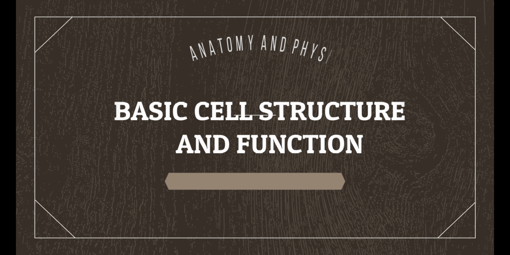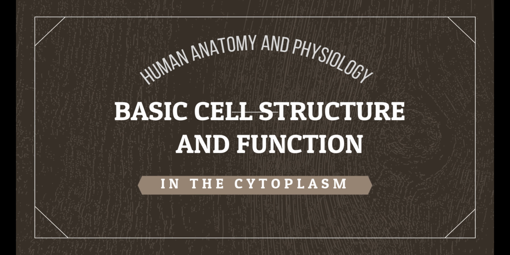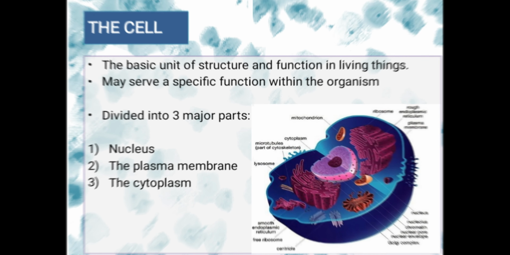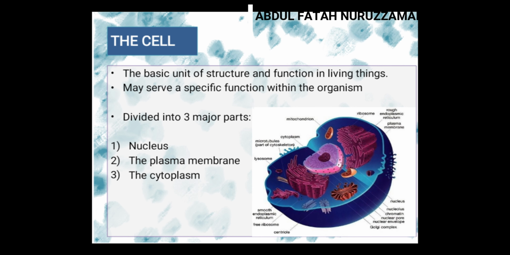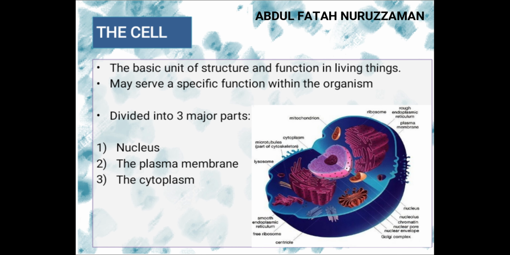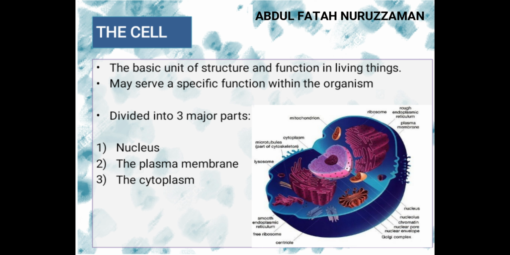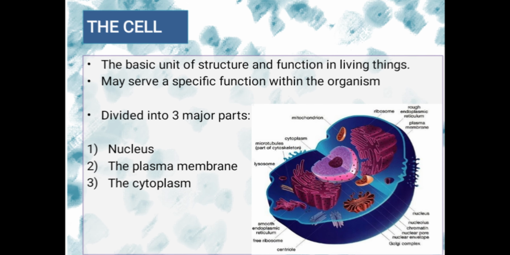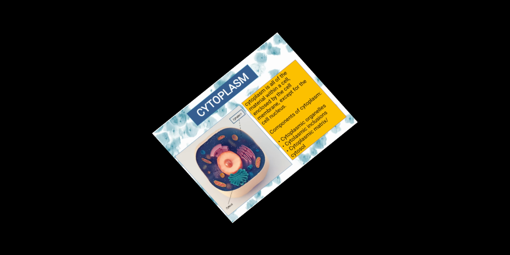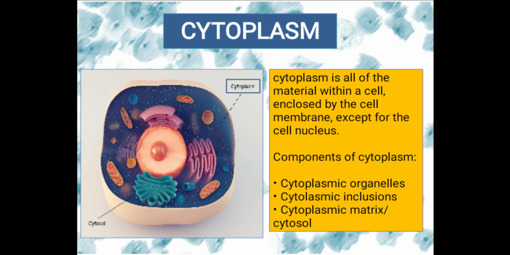Today, I am talking about the basic cell structure and function in human cells. The parts, which are the nucleus, plasma membrane, and cytoplasm, serve specific functions within the organism. The cytoplasm has cytoplasmic organelles, cytoplasmic inclusions, and cytosol, which is enclosed by the cell membrane.